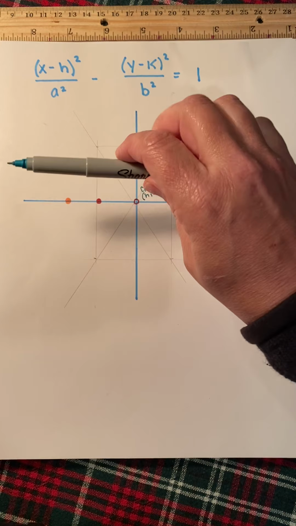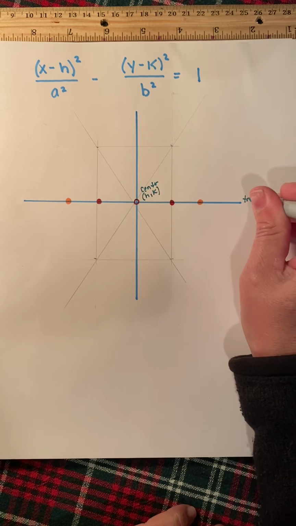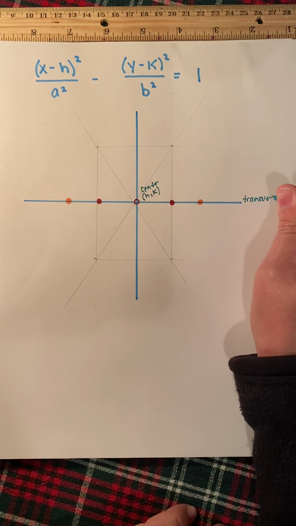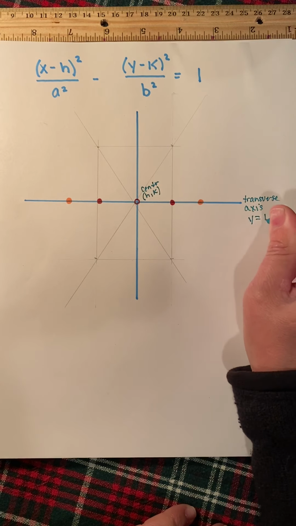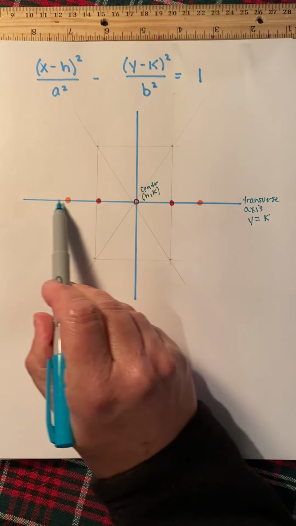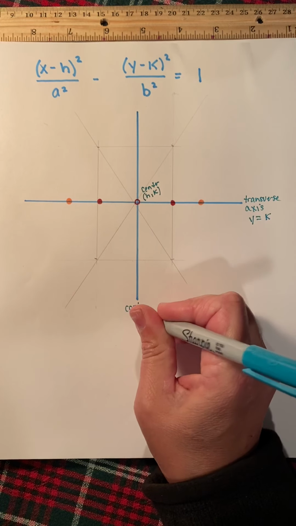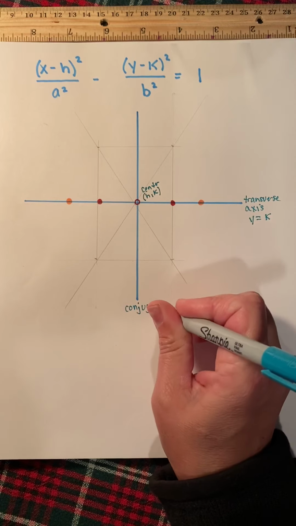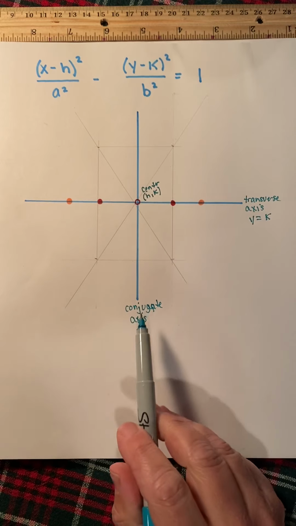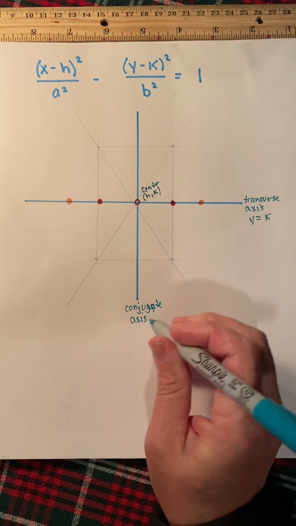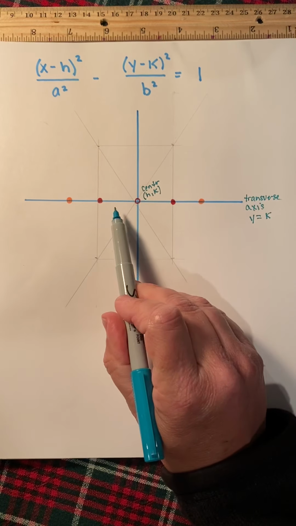This is going to be my transverse axis in a horizontal hyperbola, the larger axis, and it's going to be at y equals k. So it's just going to be the horizontal line through the center. My conjugate axis is the axis that does not actually pass through the hyperbola. That's going to be x equals h. Right, then we're going to have the two vertices.